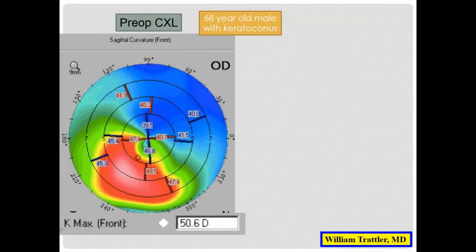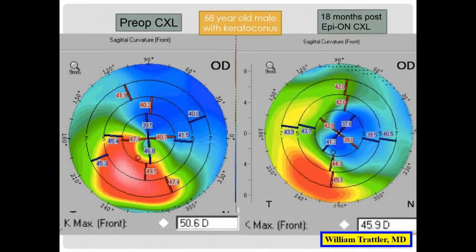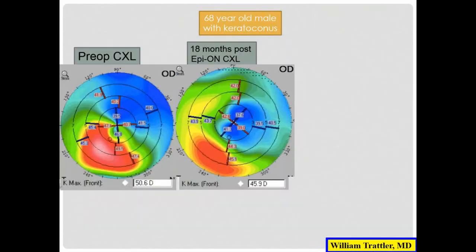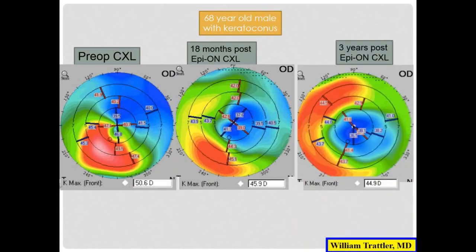And then 18 months later, the patient came back, and you can see here that over those 18 months, the Kmax flattened from 50.6 to 45.9. But more importantly, you can see that right where the pupil is, there's significant improvement in the corneal shape. So that was really nice. The patient experienced some improved vision, although the cataract was advancing. And what's interesting always with these patients, if you look at it over further time, you can get further improvement. So here's a patient now at 3 years with even further improvement of their disease.